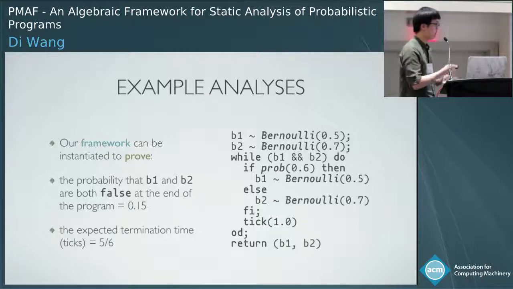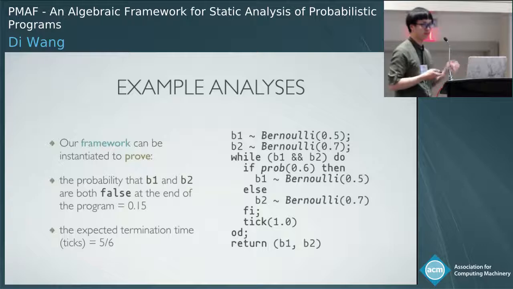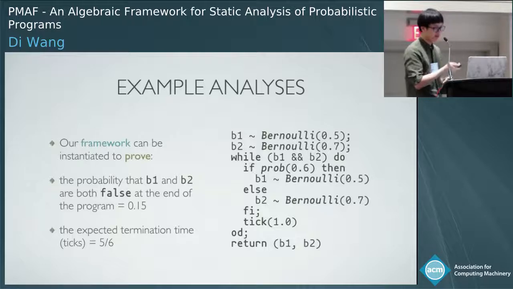So for the program I mentioned before, our framework can be instantiated to answer such queries, like we can prove that the probability that B1 and B2 are both false at the end of the program is 0.15. Also, we can answer the question that the expected termination ticks is 5/6.